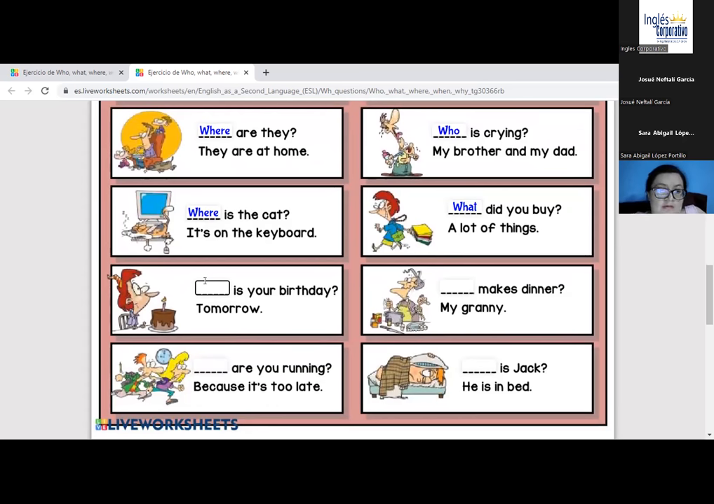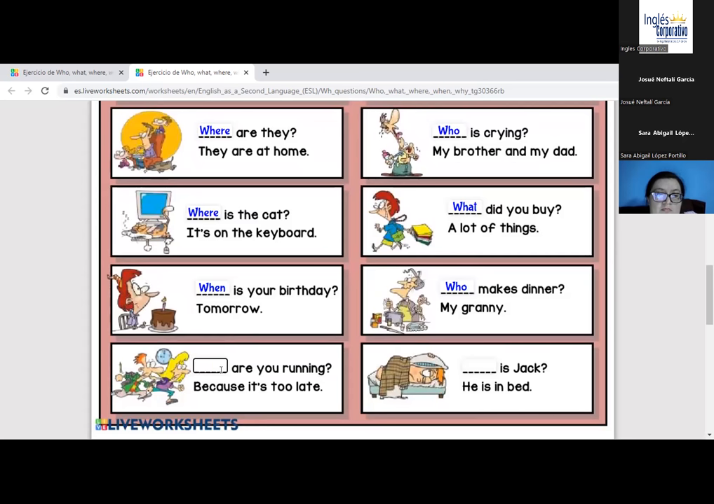Compraste. Ok. Is your birthday. When? ¿Cuándo? Bueno. ¿Cuándo es tu cumpleaños? Make dinner. Who? ¿Quién hace la cena? ¿Quién prepara la cena? Who?